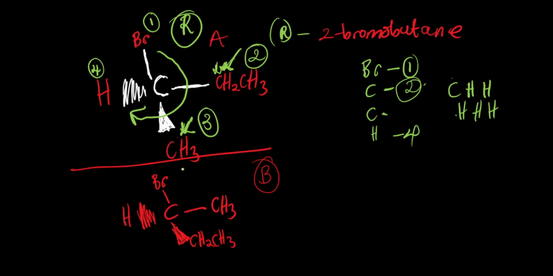Now we already have our priority groups. So this is priority number 1, this is priority number 3 and this is priority number 2. Now take note of the fact that our least priority group, which is priority number 4, is attached to a dashed wedge. Very important. It's attached to a dashed wedge.